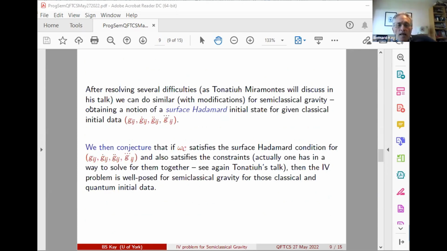Okay, so after resolving several difficulties, as Tonatiuh Miramontes will discuss in his talk, we can do something similar, but with modifications, for semi-classical gravity, and obtain a notion of surface Hadamard initial state for given classical initial data. And we then conjecture that if omega c satisfies the surface Hadamard condition for these classical data and also satisfies the constraints, and actually, in a way, you have to solve them together, again, see Tonatiuh's talk, then the initial value problem is well posed for semi-classical gravity for those classical and quantum initial data. Okay.